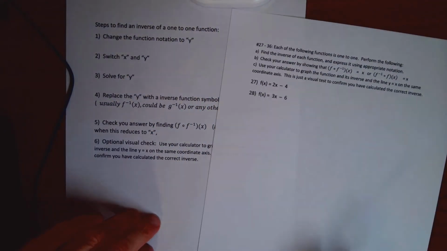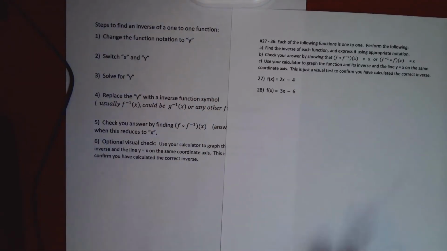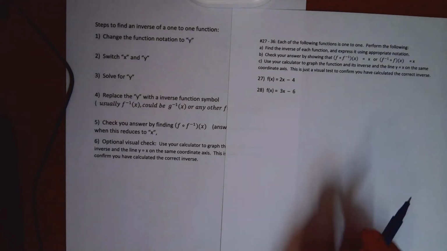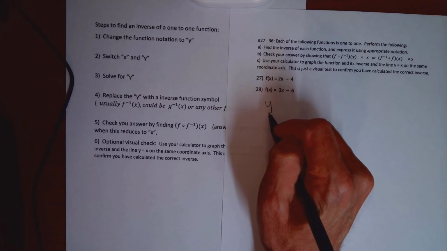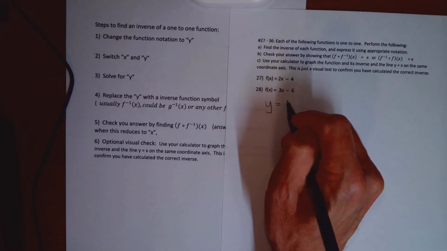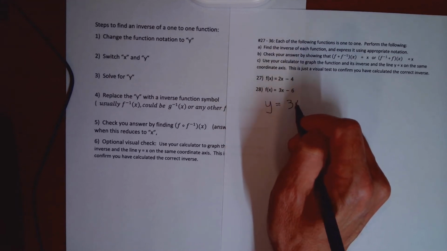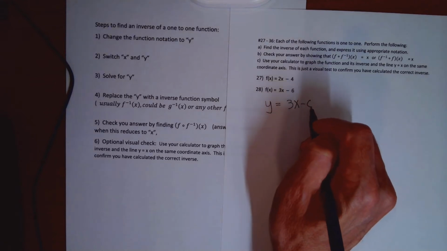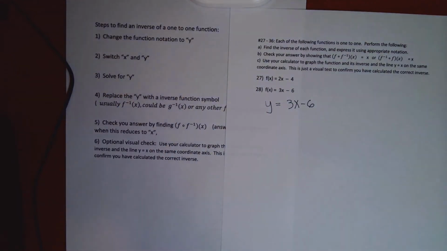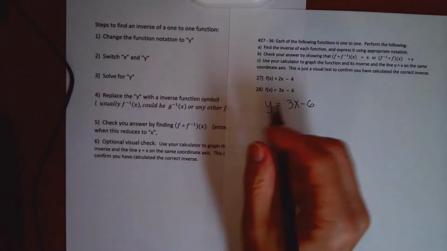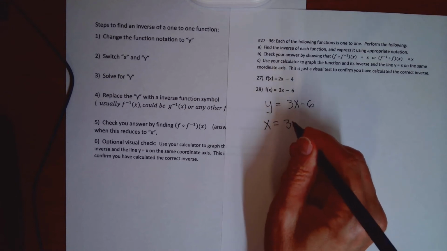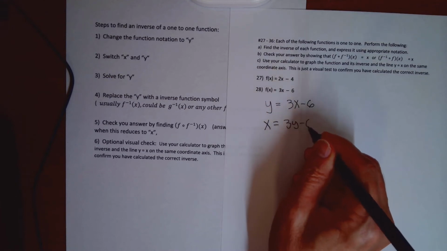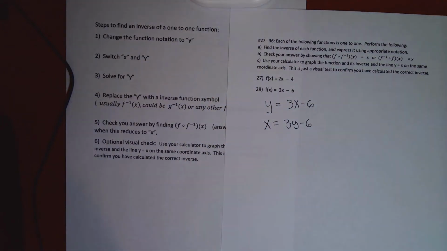So for problems 27 and 28, these are lines. We go through the steps to find the inverse. Step 1, change the function notation to a y. Just makes the algebra a lot easier. Algebra with function notation is a little cumbersome. Done with step 1. Step 2, switch the x and the y. I get x equals 3y minus 6. Done with step 2.